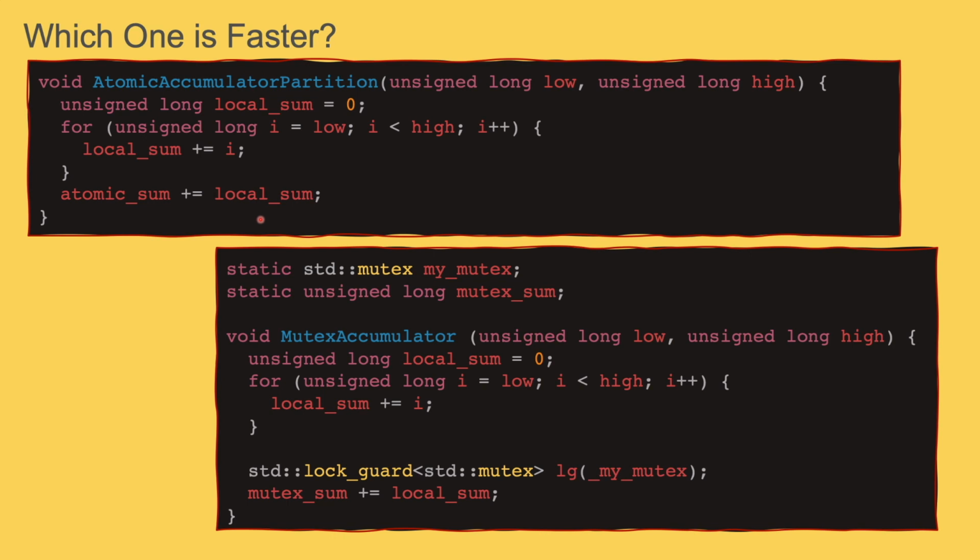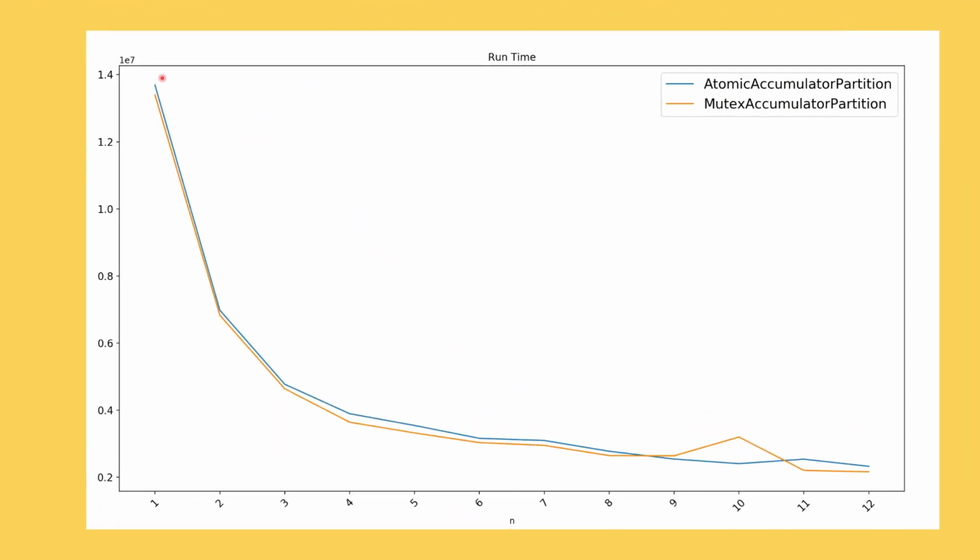One way to fix this and make the comparison fair is to use the same method. First count from low to high and store the value inside a local variable. Only when this is done do we go ahead and add it to the atomic global variable. These two still generate the same result, and now this is a little bit improved. We call this atomic accumulator partition. If you benchmark these two now, you will see that the results are very similar and the runtime drops as you increase the number of threads.